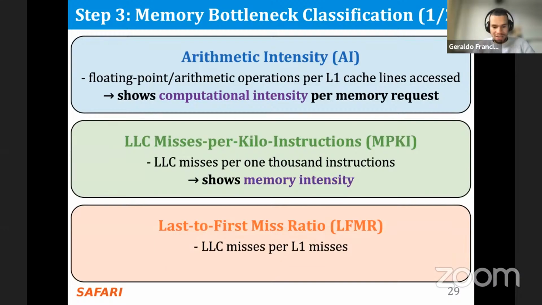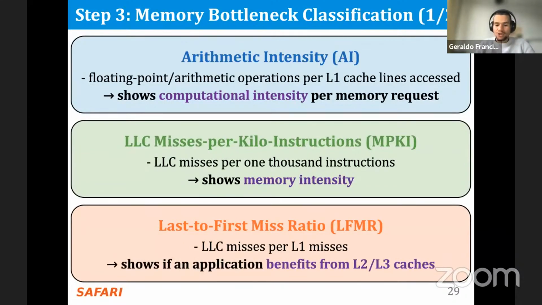And finally, we design a new metric called last-to-first miss ratio, or LFMR, which is defined as the number of last-level cache misses divided by the number of L1 cache misses. This metric can show the benefits that the L2 and L3 caches provide for the application. If the application has a last-to-first miss ratio close to 1, it means that very few L1 misses hit in the L2 and L3 caches, and the application does not benefit much from the deep cache hierarchy. Most L1 misses need to be served by main memory.